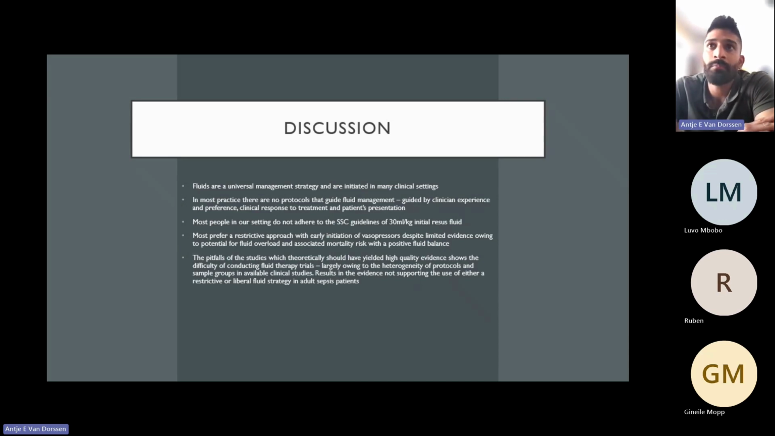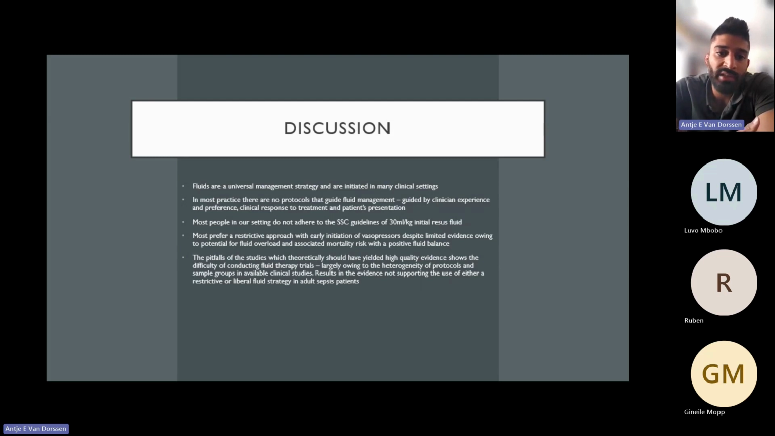And most people actually tend to prefer a restrictive approach with early initiation of vasopressors. However, this is going against the fact that there's limited evidence in this regard. However, a lot of people are afraid of the potential for fluid overload and associated increased mortality risk with patients having a positive fluid balance.